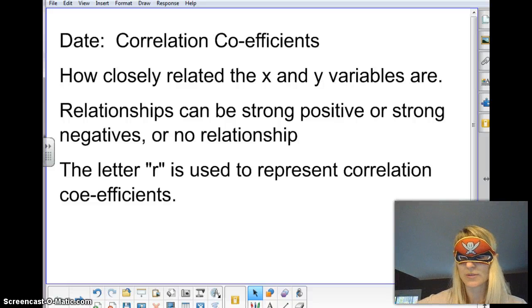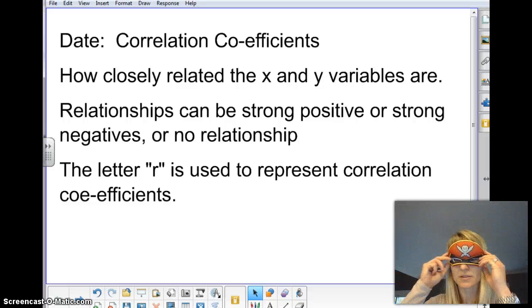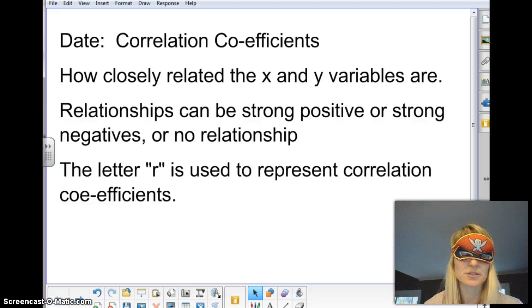Okay, so we're going to continue with our investigation of correlation coefficients. So put your date at the top.